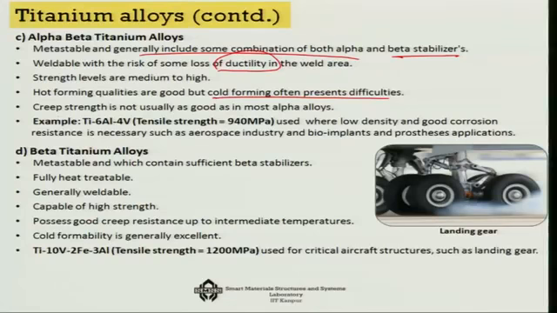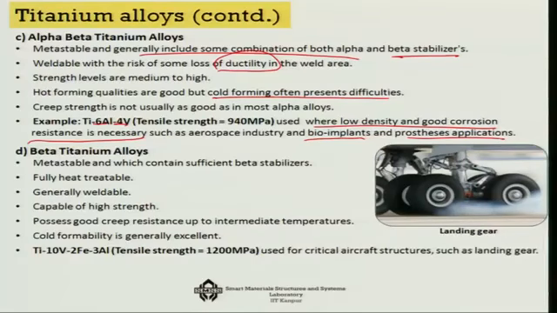One example is titanium with 6% aluminum, 4% vanadium. This is used where low density and good corrosion resistance is necessary, such as in aerospace industry, bioimplants, prosthetic applications.